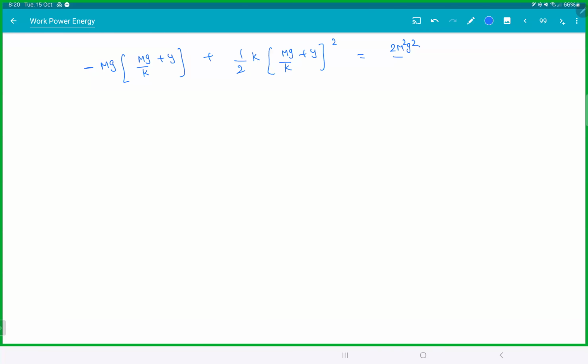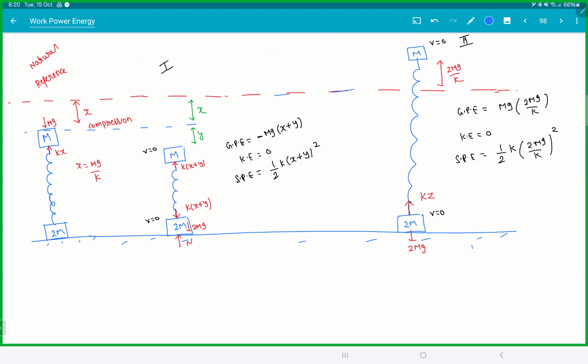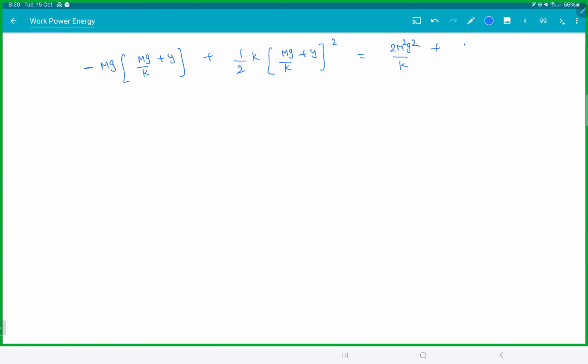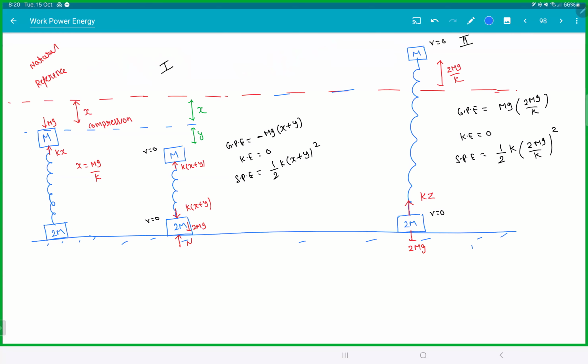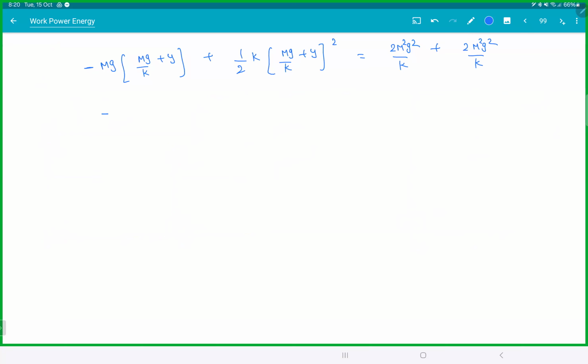2m square g square by k plus, that is 4 by 2, so 2 plus 2m square g square by k again. Perfect. Then just expand this. Minus m square g square by k minus mgy plus half k, this is m square g square by k square plus y square plus 2mgy by k. It looks bad, but it does cancel out. 4m square g square by k.